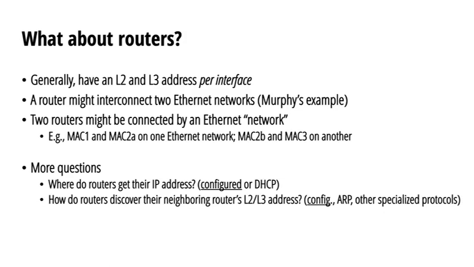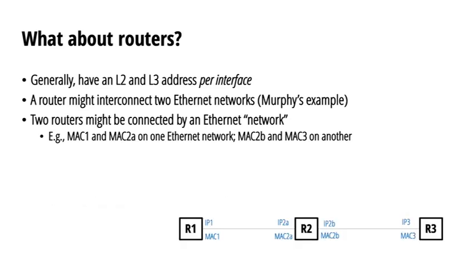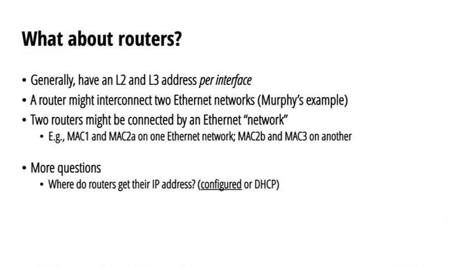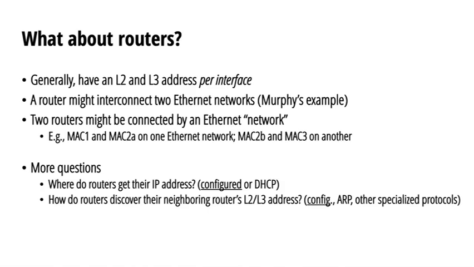How do routers discover their neighboring routers' L2 and L3 addresses? Going back to this picture, how does R1 discover MAC2A and IP2A? Again, you could manually configure them. That's going to be our assumption. You could be doing ARP. There are also a whole bunch of specialized protocols, something called LLDP, which is link layer discovery protocol, and so on, by which a router could discover its neighbor's addresses. We're not going to go into those. So for this class, just say we're going to assume the network operator went in and configured them. Sound good?